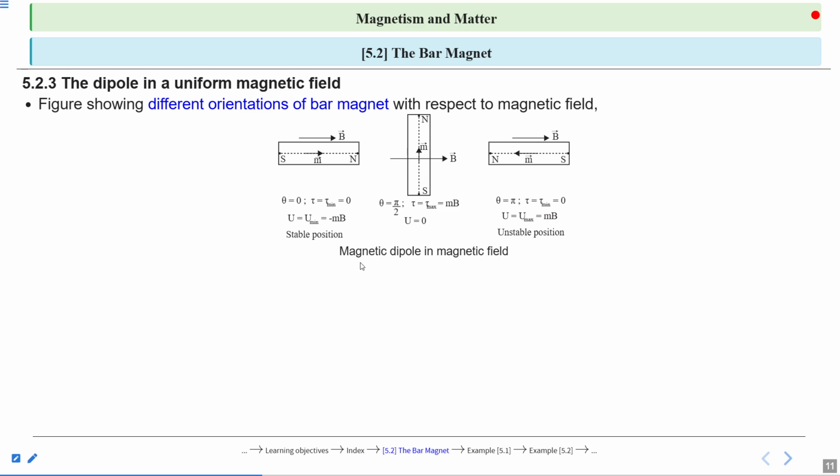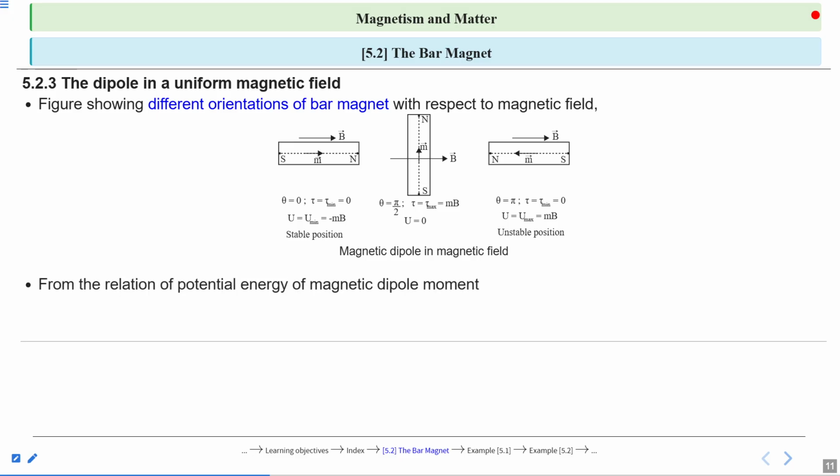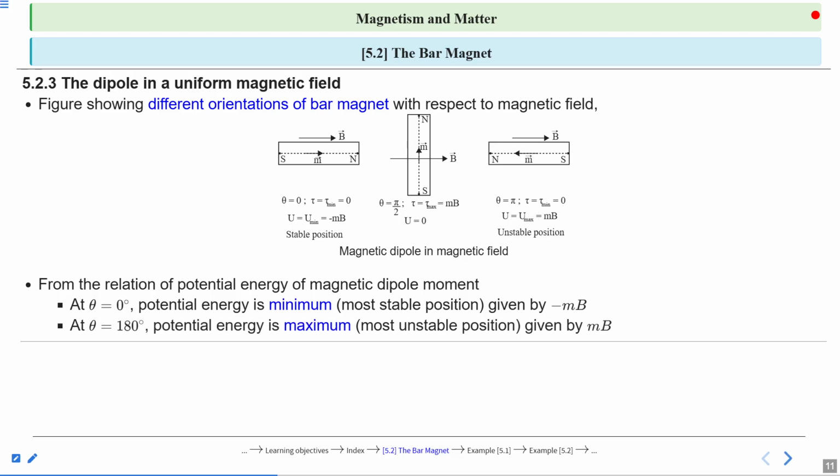Again, this is the magnetic dipole in a magnetic field. This is the conclusion of the whole topic. From the relation of potential energy of a magnetic dipole moment, at theta equal to 0 degrees, potential energy is minimum, that is the most stable position, given by minus mB, and at theta equal to 180 degrees, potential energy is maximum, which is the most unstable position, given by mB.